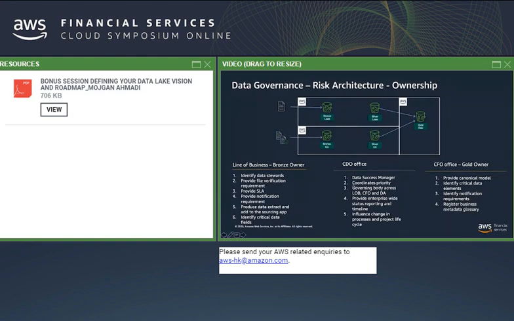Also, they influence change in processes and project lifecycle because they do have that visibility into three different groups of teams: data architecture, CFO, and line of business.